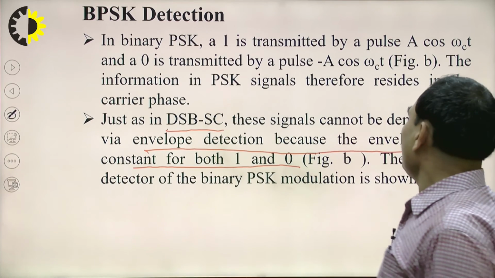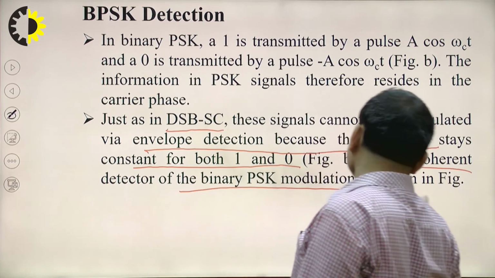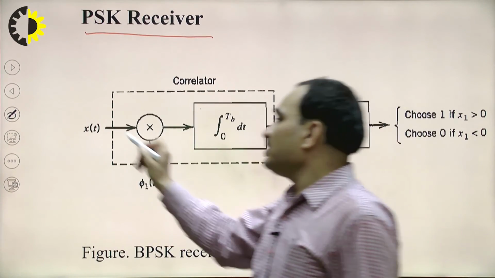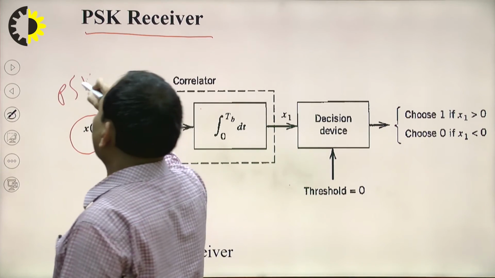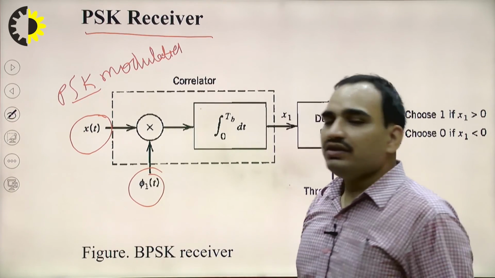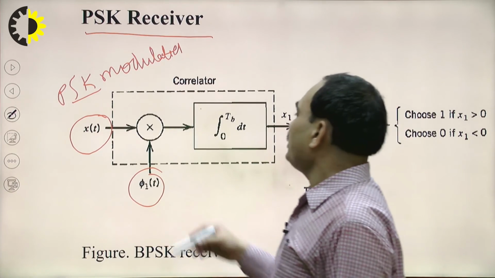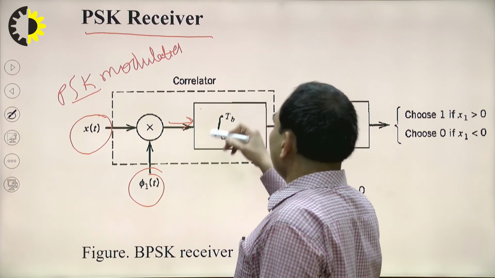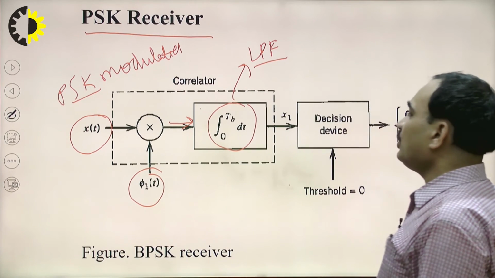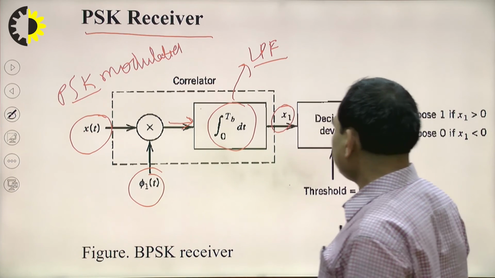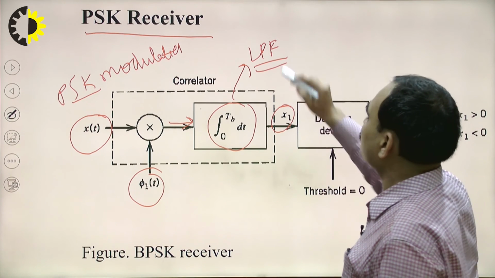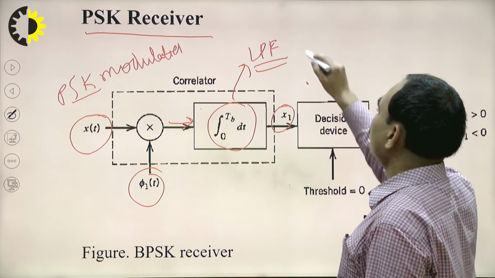So the coherent detector for the binary PSK modulation scheme is shown in the figure. At the receiver side, we can use the coherent receiver, where the received signal, that is the PSK modulated signal, is multiplied with a basis function, or you can say the carrier, and the product is given to a low pass filter, or represented by integration from 0 to Tb dt, and we get the pulses x1, after filtering out the higher frequencies and passing only the lower frequencies.